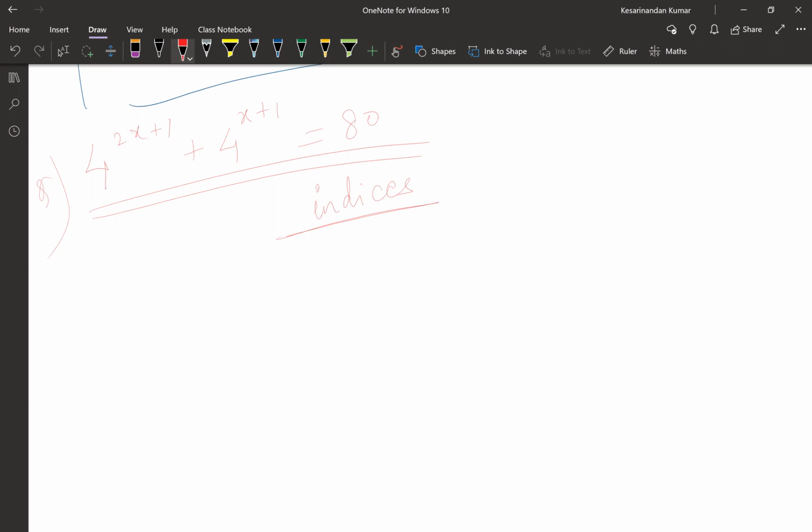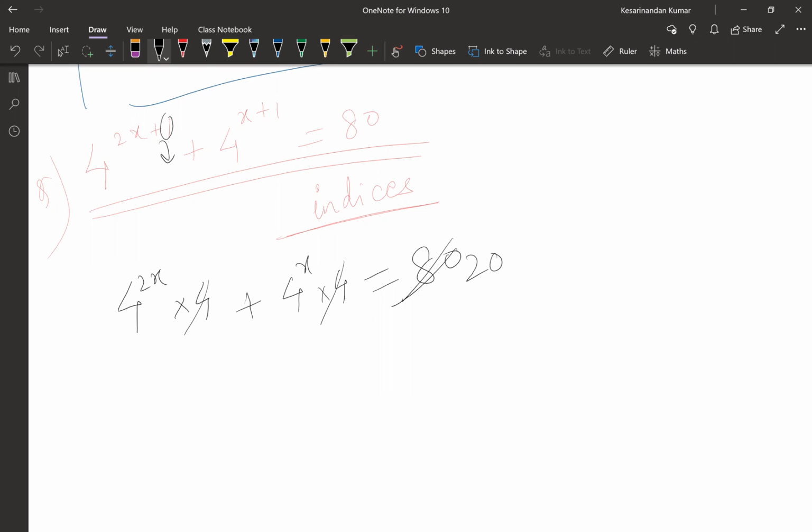Well, guys, there are two methods. Let me show it to you. Otherwise, it might unnecessarily trouble your brain. So see, 4 to the 2x into 4. I take this plus 1 outside. Plus 4 to the x into 4 itself, and 80. I cancel this, I cancel this, I cancel this.